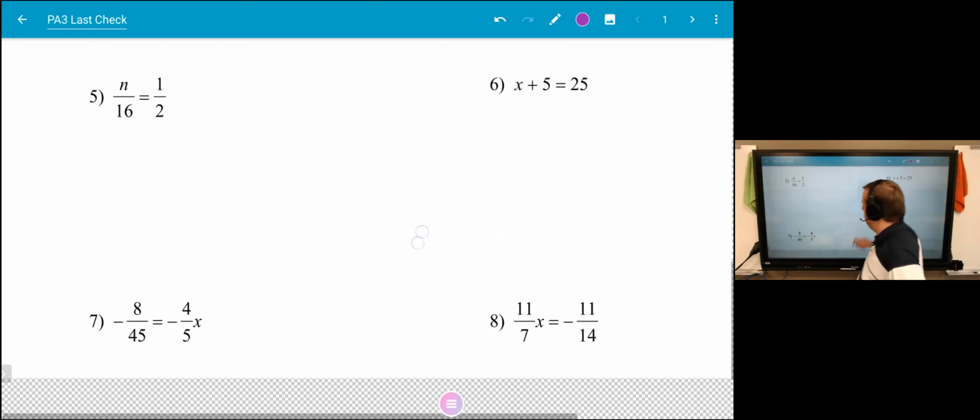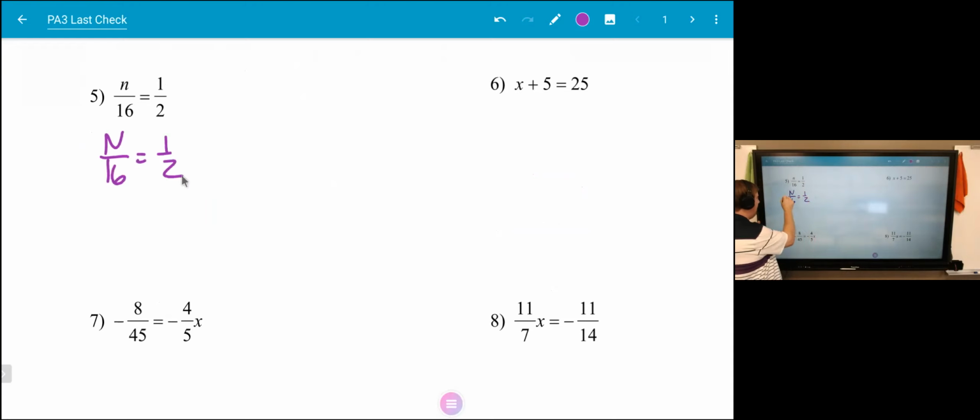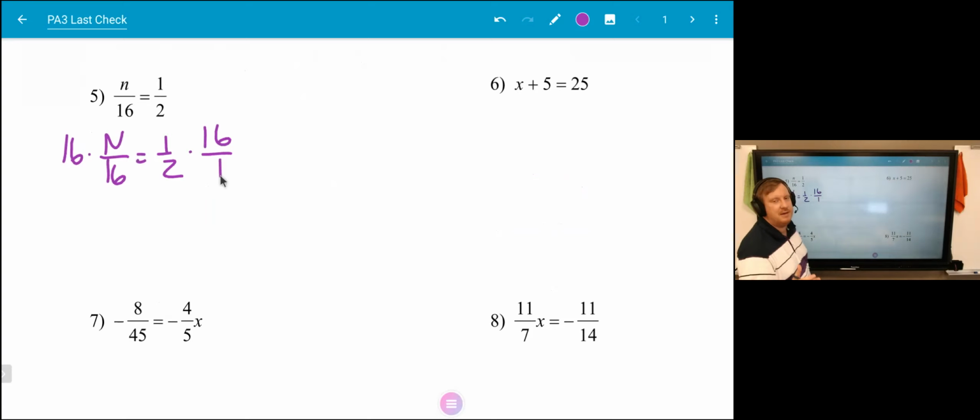Here we go, number 5. Here's an interesting one. Another division, but now we've got fractions. n divided by 16 equals half. So I know I need to multiply both sides by 16. But how do I multiply a fraction by a whole number? Yeah, nice job. I heard you say it. Turn the 16 into a fraction, put it over 1. You don't have to have common denominators for multiplication and division of fractions.